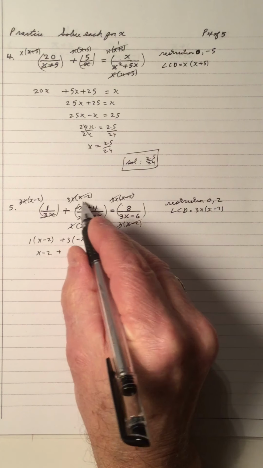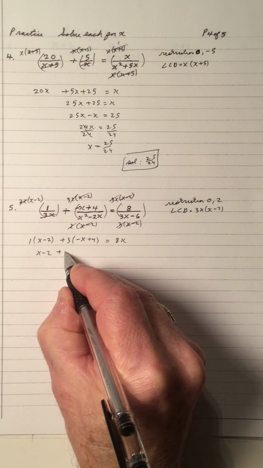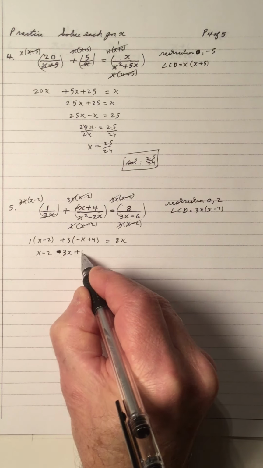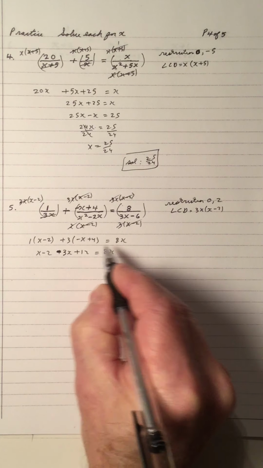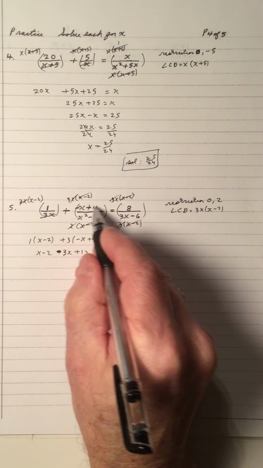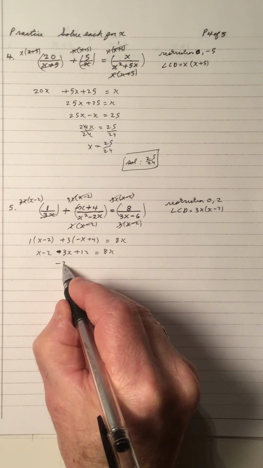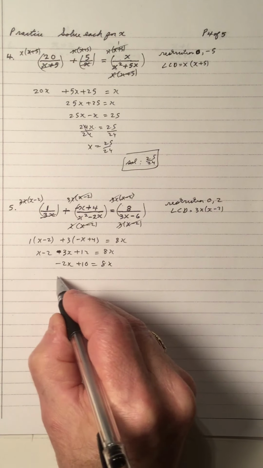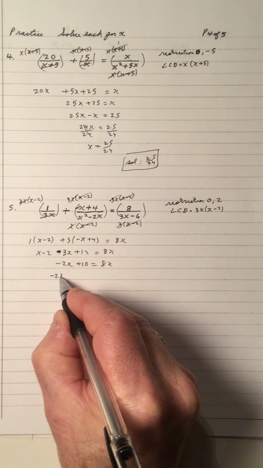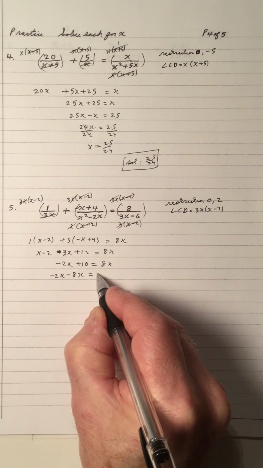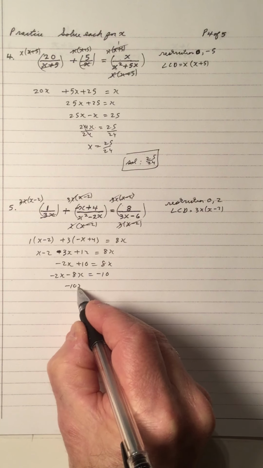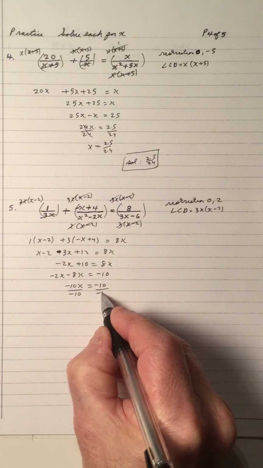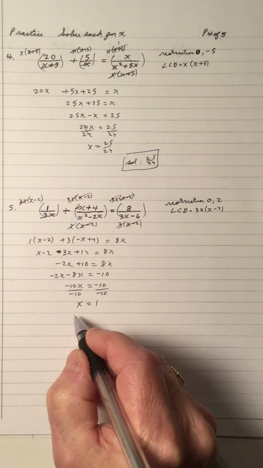I could have multiplied 3 by negative x, let's make that a negative, 3x plus 12. So I didn't have to do this, I could have multiplied it right from here. That's negative 2x plus 10 equals 8. Negative 2x minus 8x equals negative 10. Negative 10x equals negative 10. Divide by negative 10. X is 1.